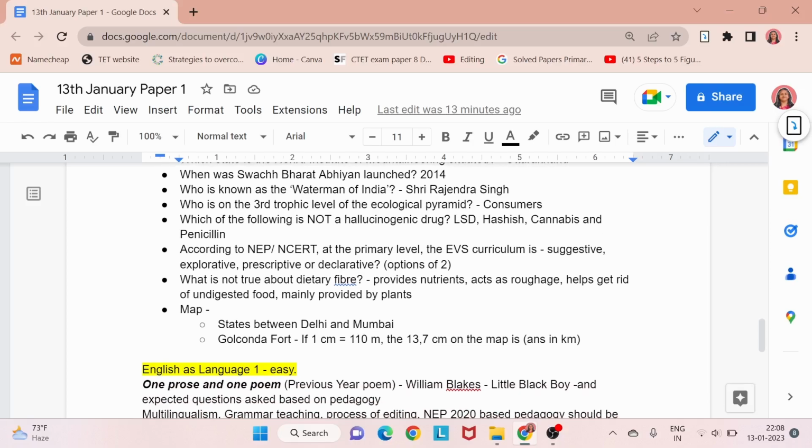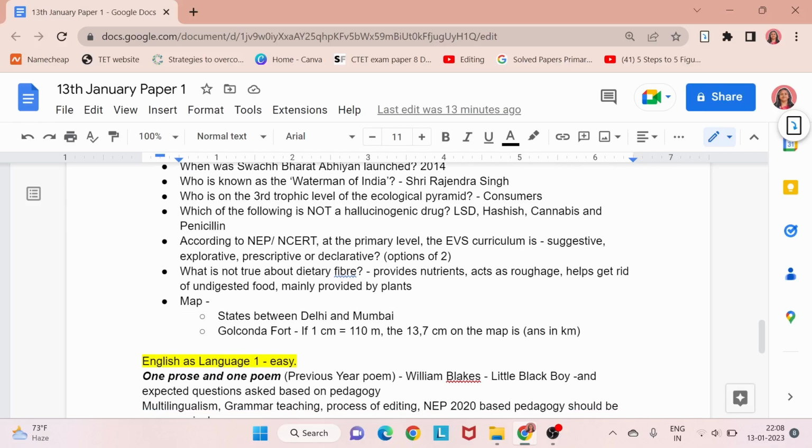What is not true about dietary fiber? It provides nutrients. Now, this is not true basically. It acts as roughage, helps get rid of undigested food, and is mainly provided by plants. So, the correct answer is it does not provide nutrients. So, that is the what is not true.